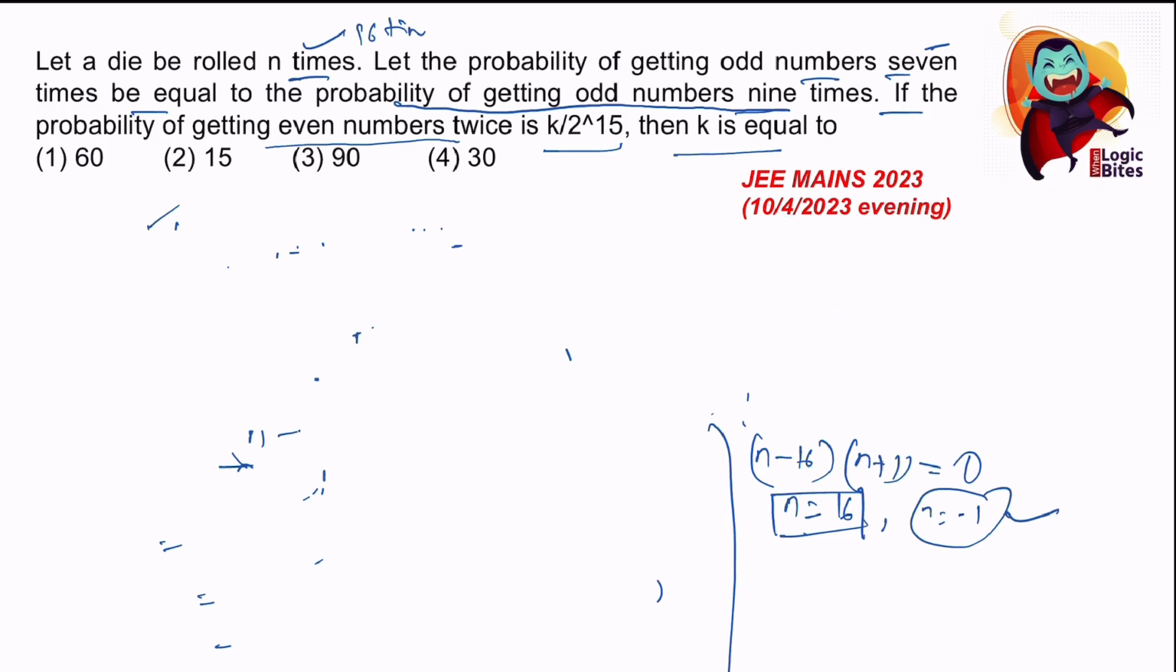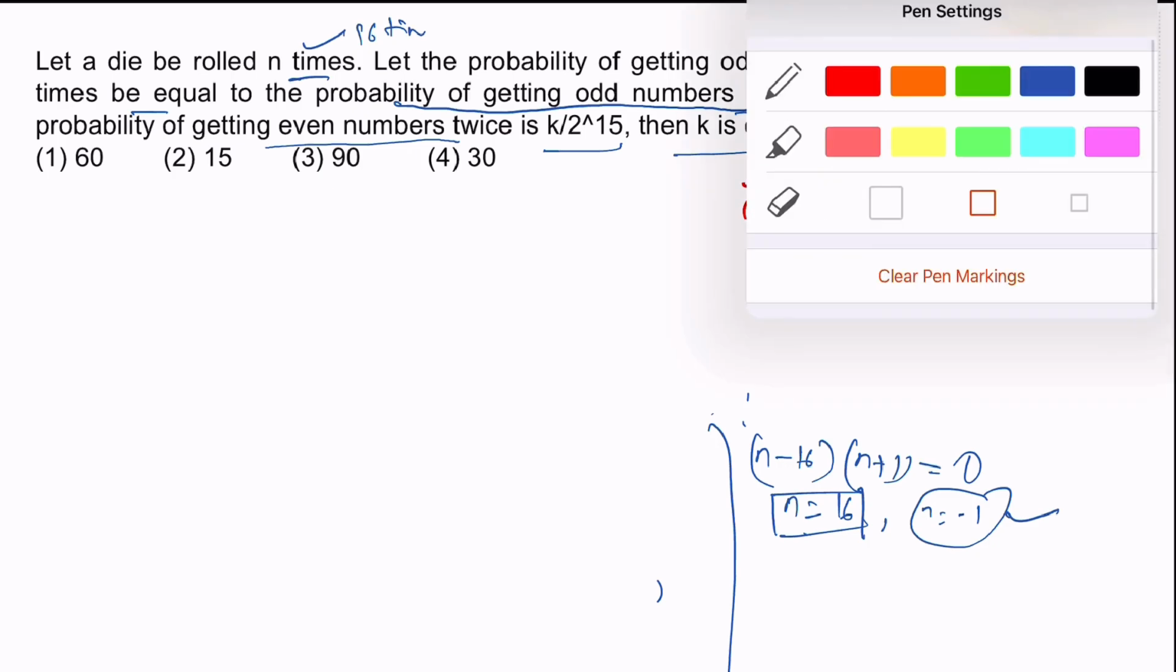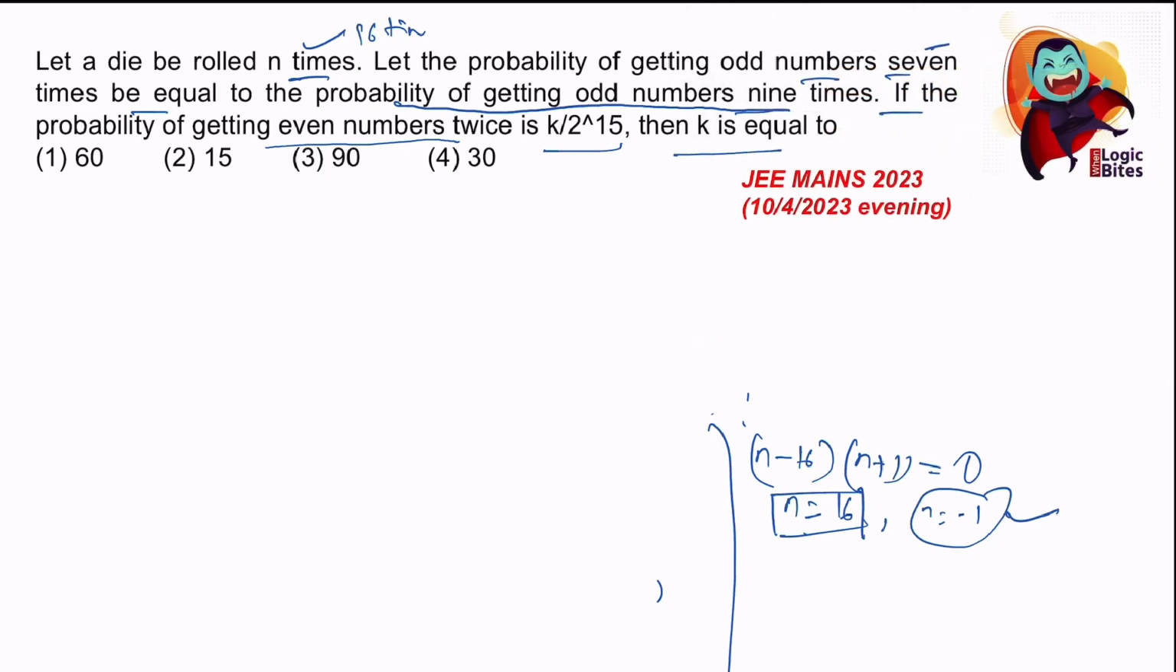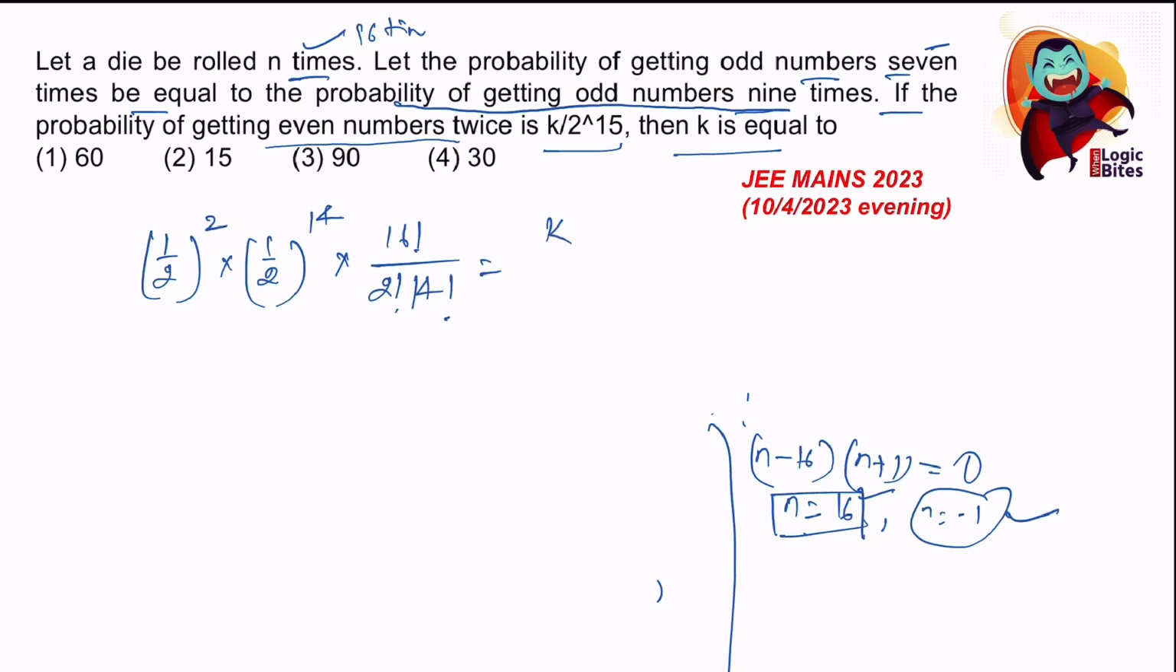So how can we do it? We will again apply this: the probability of getting even numbers twice will be 2 times multiplied by the odd numbers, how many times has it been rolled? 16 times. So 14, the probability of getting an odd number. Then again factorial 16 divided by factorial 2 into factorial 14 is our k divided by 2 to the power 15.